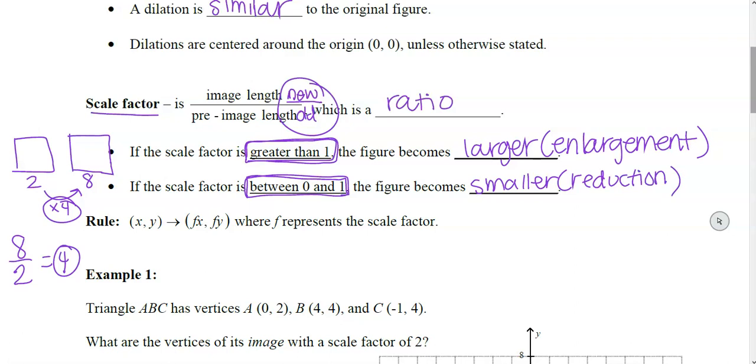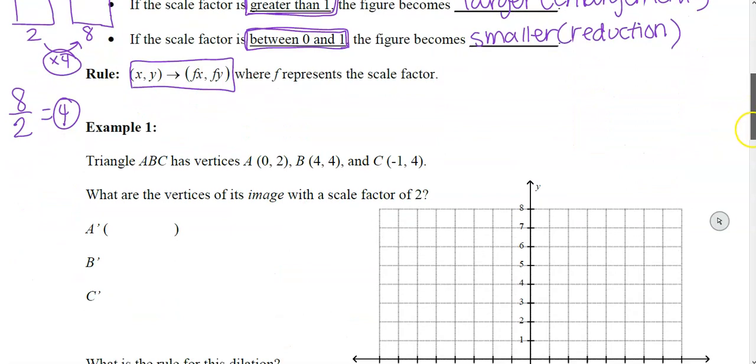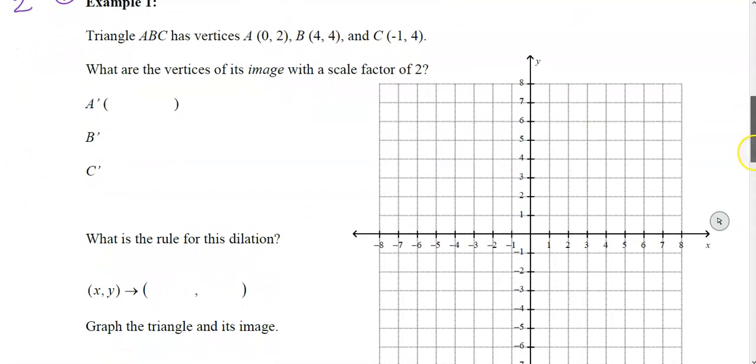All right, so the way to write the rule is basically you are multiplying by the scale factor. So the example that we saw here, 2 times 4 is 8. So the same thing's going to happen to the coordinate points. You will multiply by the scale factor to find the new one. All right, so let's look at an example here so you can see what I'm talking about.